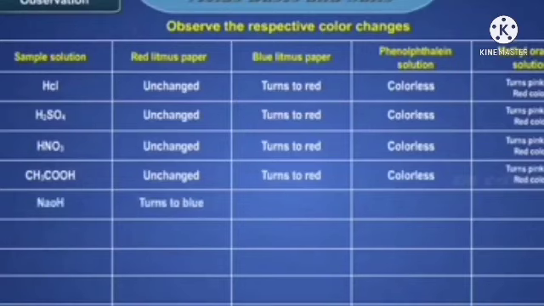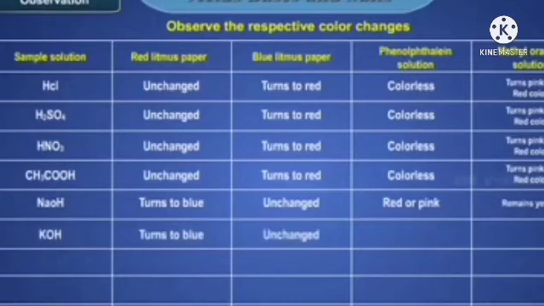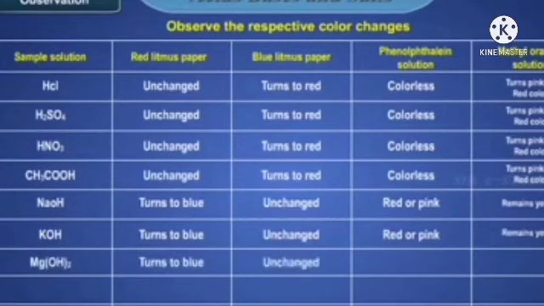NaOH, sodium hydroxide: turns blue litmus blue, red litmus unchanged. Phenolphthalein red or pink color. Methyl orange unchanged. KOH, potassium hydroxide: turns blue, red litmus unchanged. Phenolphthalein red or pink color. Methyl orange colorless.